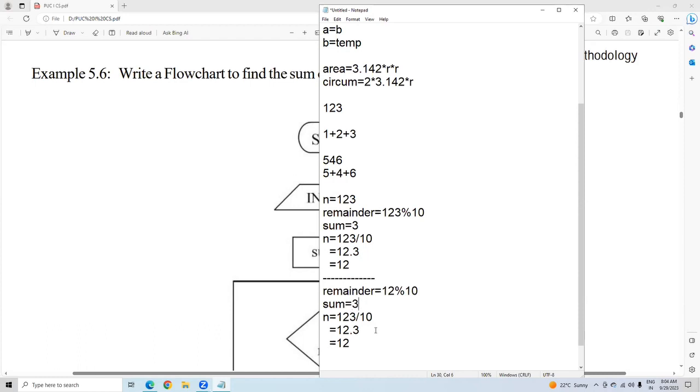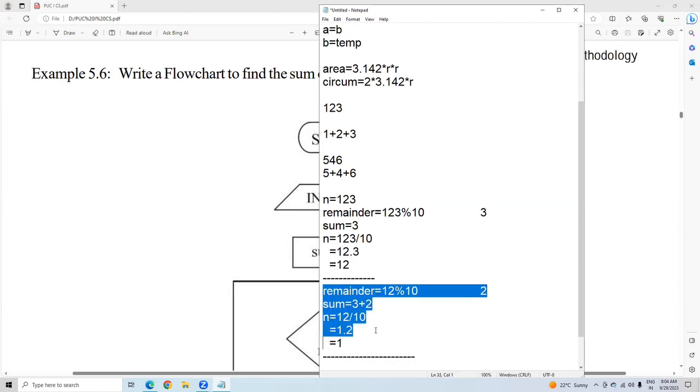Earlier the sum was how much? 3. Now the present remainder is 2. Here the remainder was 3, here the remainder is 2. That 2 got added to the previous sum. 12 divided by 10 means what? It is 1.2. As we are taking an integer number, no decimal, 0.2 will be removed. 1 is left out. Only one digit is there now.